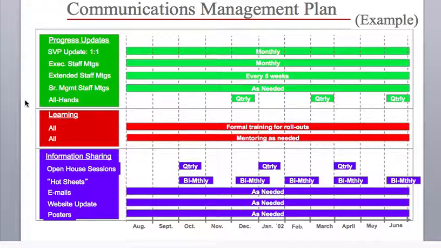And this is the communication management plan. You can decide how you want to communicate. For example, senior VP, you want to give a monthly update; executive staff meeting monthly update; extended staff meeting every 6 weeks; senior management as needed because they may not be involved. Okay, all hands quarterly; learning, all formal training for rollout; monitoring as needed. So this is how you communicate, and what kind of communication is already mentioned.